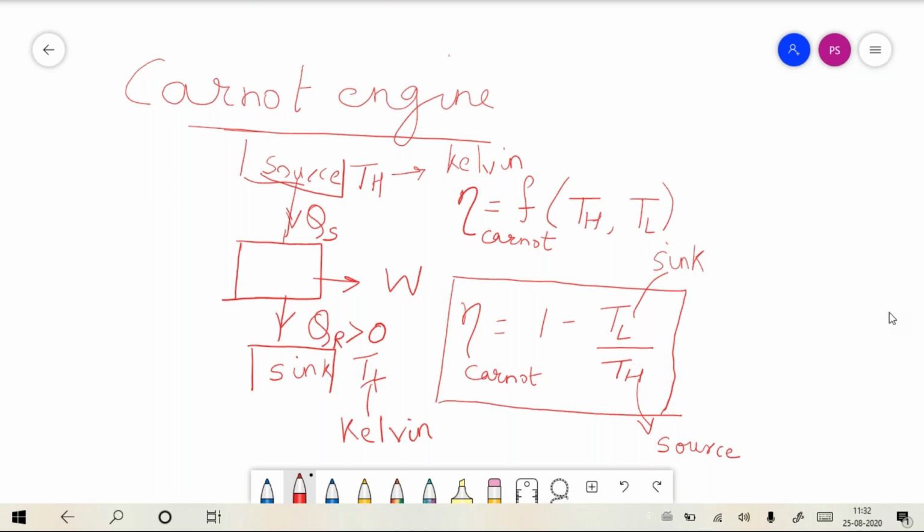I hope the whiteboard is seen again. You see the whiteboard? Okay. See, what is given now? It is basically the same question. The source temperature is 800 degrees Celsius, which is 800 plus 273 Kelvin, and sink temperature is 30 degrees centigrade, which is 30 plus 273 Kelvin. So source temperature and sink temperature are the same, and additional information is given.